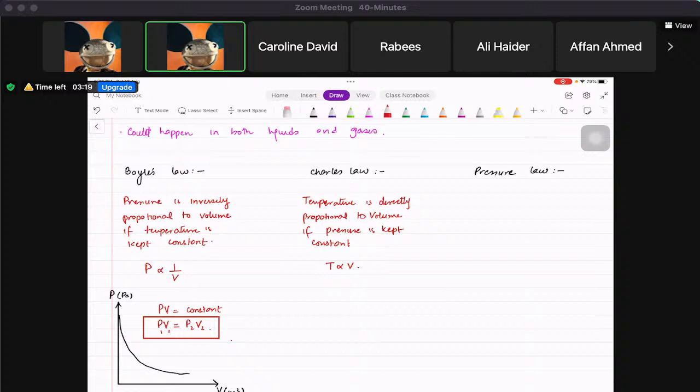Okay, so temperature is directly proportional to volume if pressure is constant. Now if you draw the graph for this, you would want to keep the volume here, temperature here. So basically this will show you a straight line that starts from the origin.